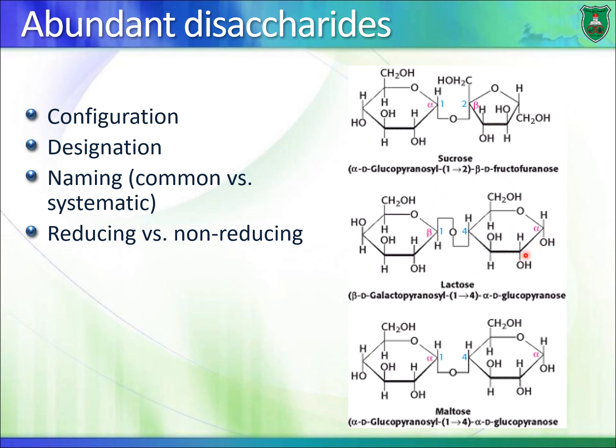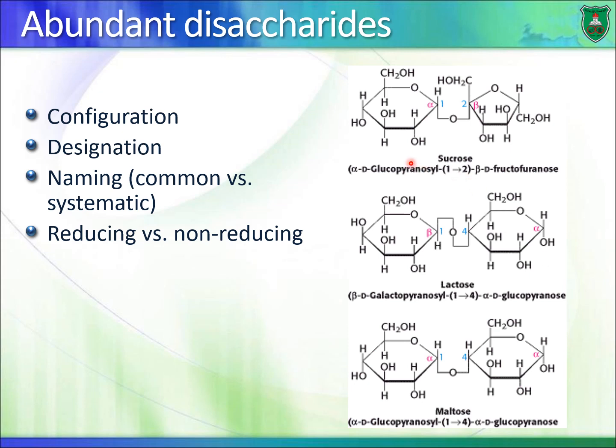Look at the second one. The hydroxyl groups: downward, upward, and it's going downward. So it is a glucose. So this is a glucopyranose. Now, the carbon that is involved in the glycosidic bond is carbon number 4. So collectively we call this molecule beta D-galactopyranosyl 1,4 alpha D-glucopyranose, because again the anomeric carbon hydroxyl group is going downward.